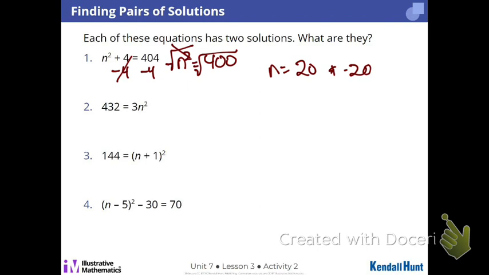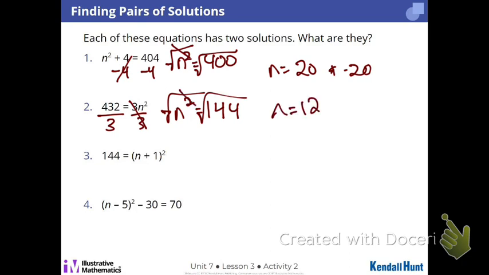I want you to roll through the rest. Okay, number 2. The first thing we need to do is divide both sides by 3. And I'm left with n squared equals 144. How do I undo square? Square root. So n is both 12 and negative 12.